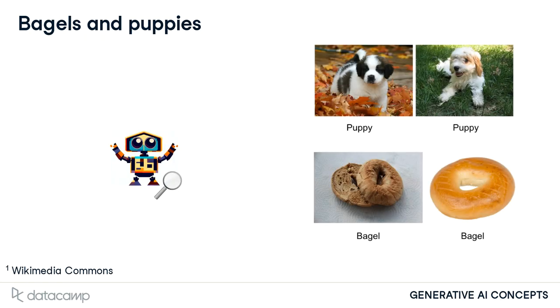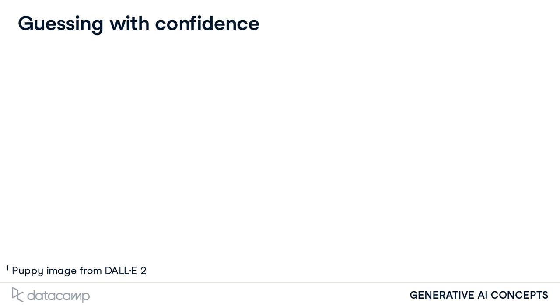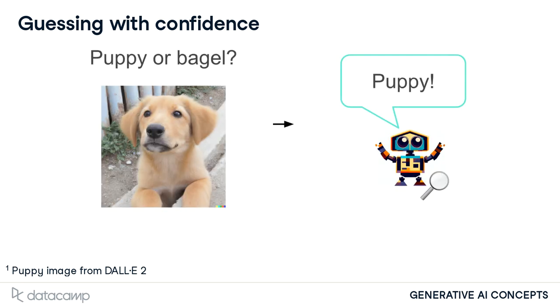and bagel pictures. We only have 4 pictures here, but in a real training setting, we could need millions of images to teach the algorithm how to tell the difference. With enough data, when the model sees a new image, it can generally tell the difference. But that's all. It can only express how confident it is that a picture is a puppy versus a bagel.